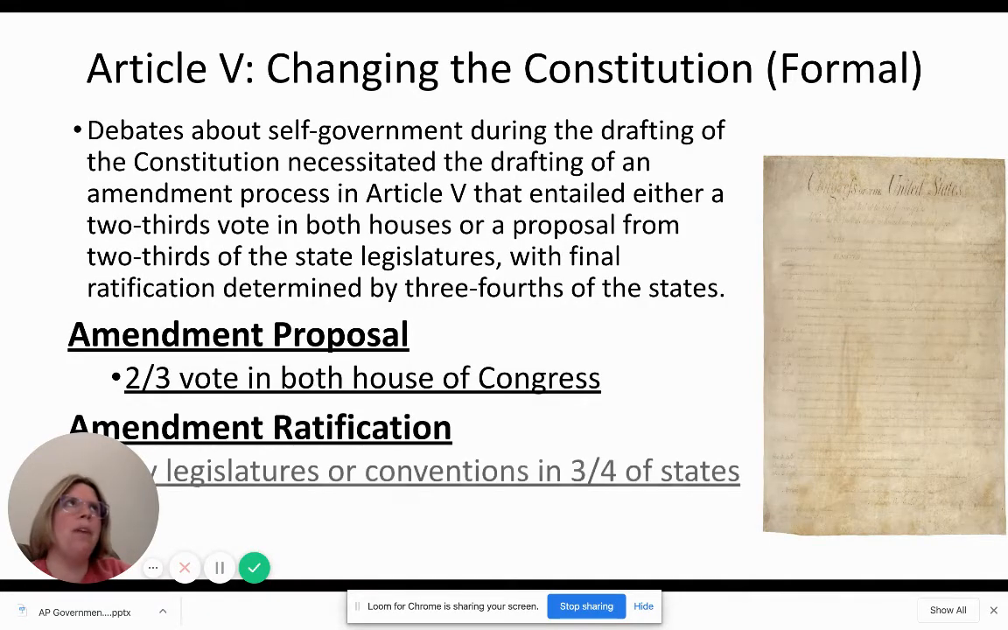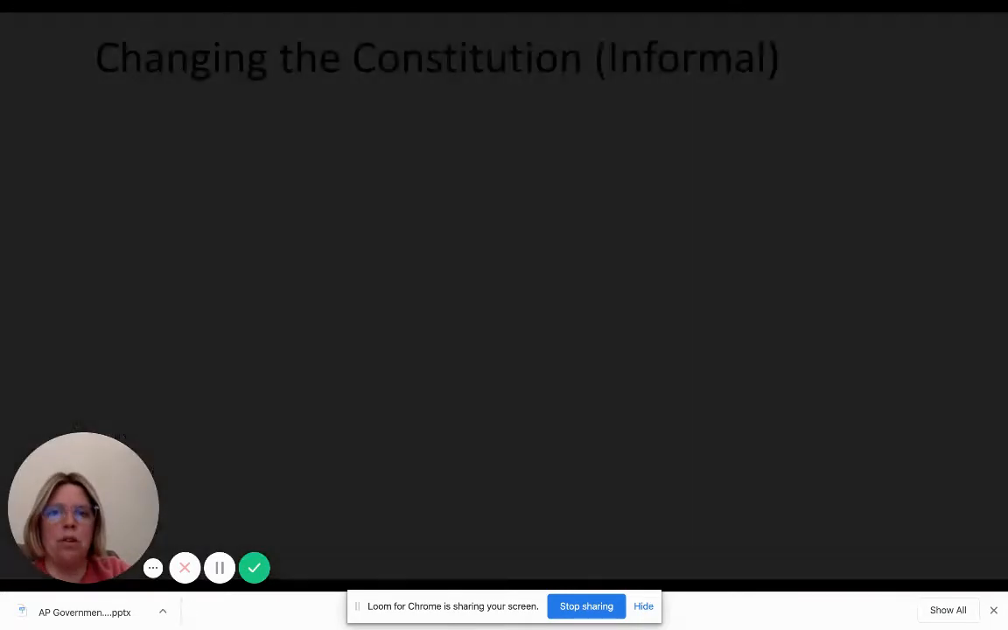So remember that you have to propose an amendment. That takes 2/3 of Congress. Then you need to ratify the amendment, and that takes 3/4 of the states. So it is a very high bar to amend the Constitution. It's not something that happens often, only 27 times in our history, but it is possible for sure.